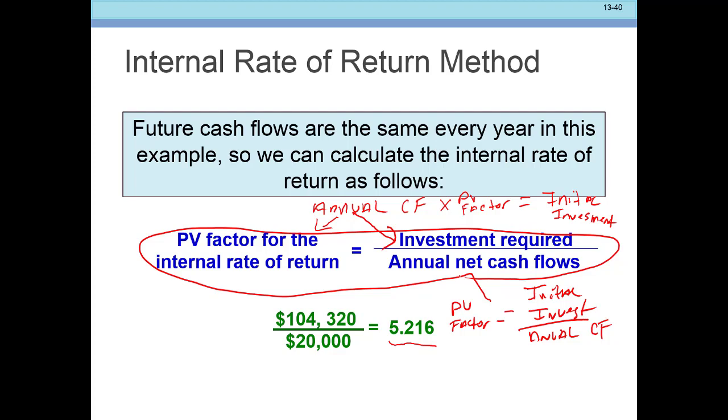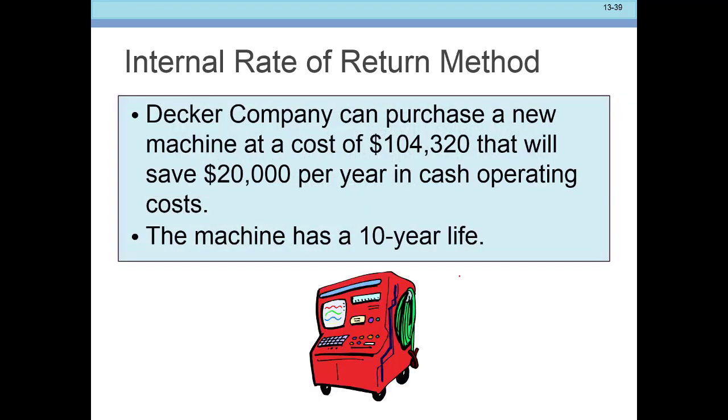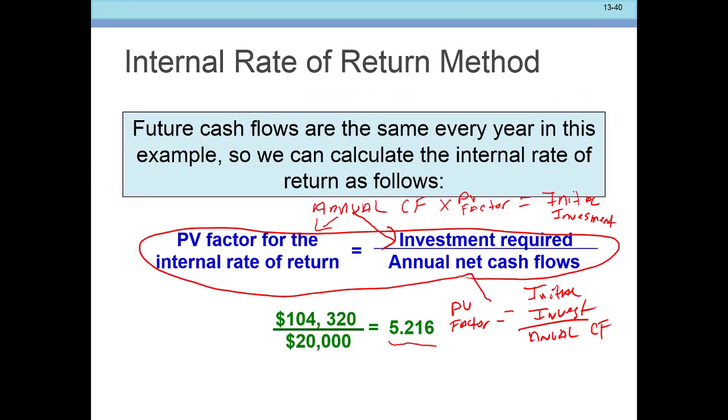Okay, and in this example now, just going back, it's $104,320 is the cost of the machine. Annual cash flows are $20,000. When they divided it, they got the present value factor, didn't they? So I've got the present value factor now, right? With me so far? Okay. Now what they're going to do is they're going to use the table backwards. They're going to go to the present value of the annuity table.